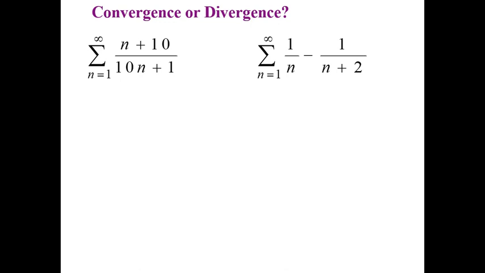This one can be found by using long division. You use the long division, or synthetic division, and you end up with 1 over 10, plus the remainder over the divisor. So this one you can say is a telescoping series, and a telescoping series is always considered convergent.